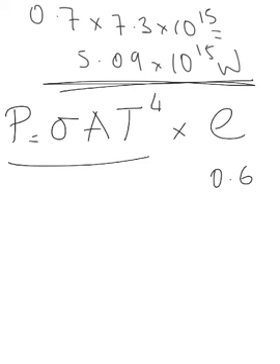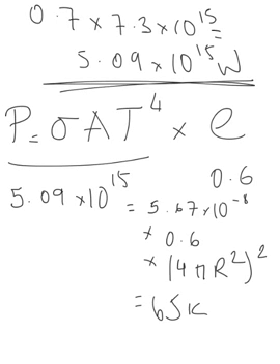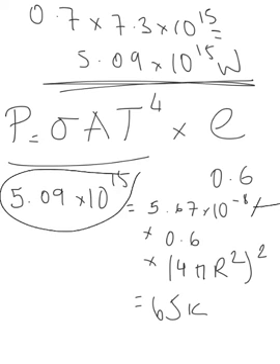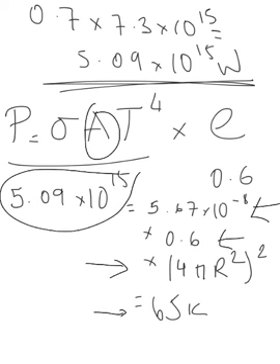So let's have a look at the power that's arriving. Times 10 to the 15. So we then substitute all the other values. Let's have a look at our values. There's our power. You've got the Stefan-Boltzmann constant, our emissivity, and then you have to do the surface area of a sphere, and that should give you, in the end, a value of about 65 Kelvin.